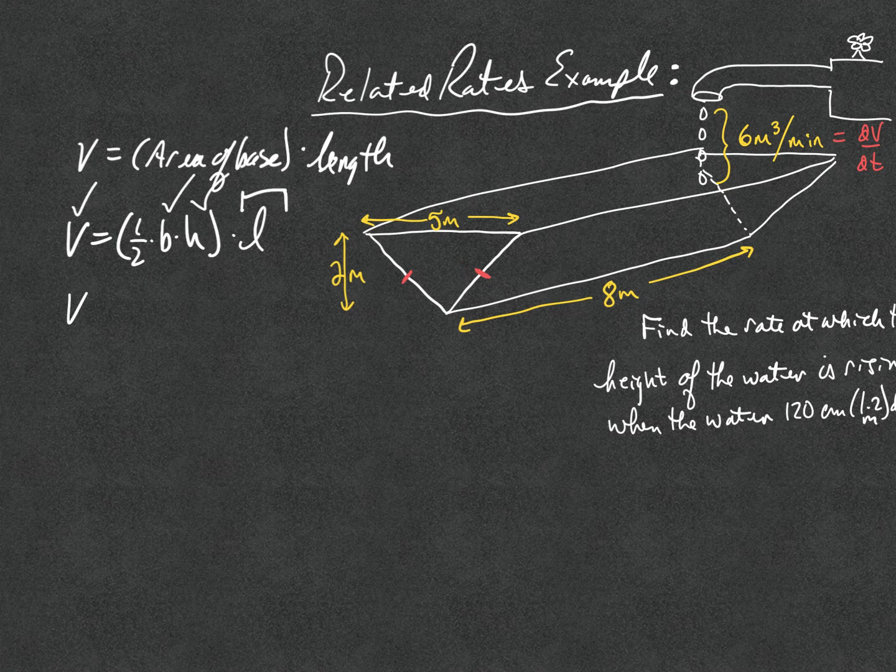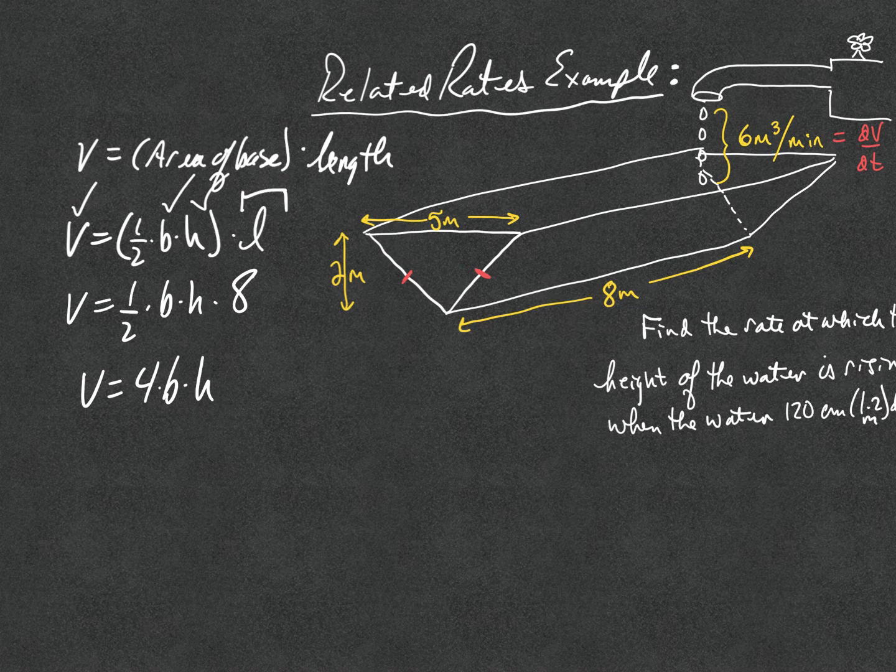So when we do that, we could replace L with 8. Right? Now, of course, multiplying 1/2 times 8 would get me 4. So right now I'm at the point where I can say the volume of this trough is going to be equal to 4 times the base times the height. Should I take the derivative right now?